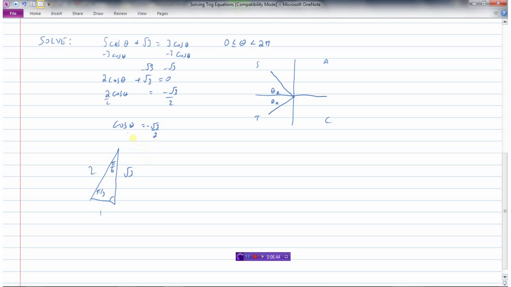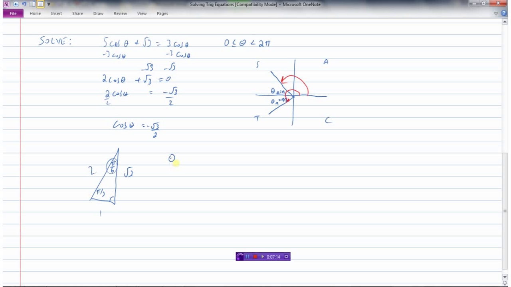And we're looking for the cosine of something that is root 3 over 2. That appears to be pi over 6 here. Cosine is adjacent over hypotenuse. So our little reference angle in here is going to be pi over 6. And we will want this angle, and we will want this angle.